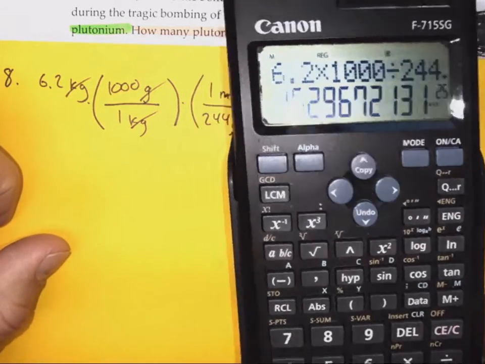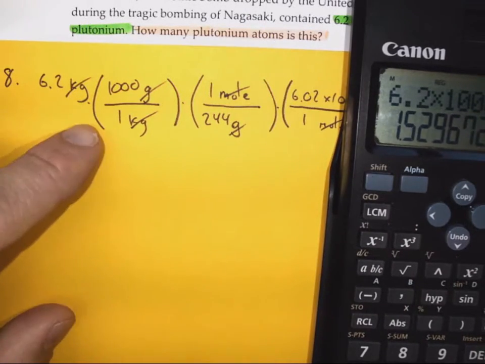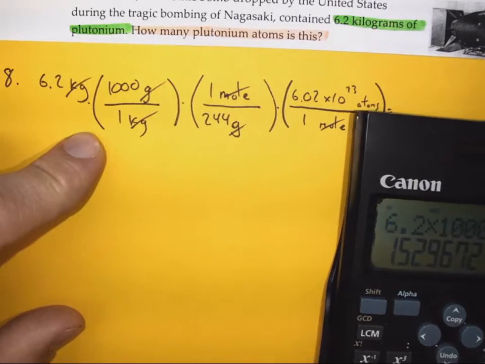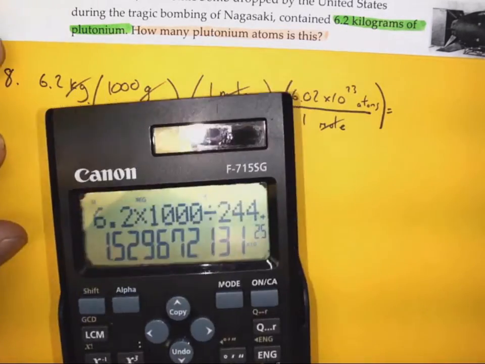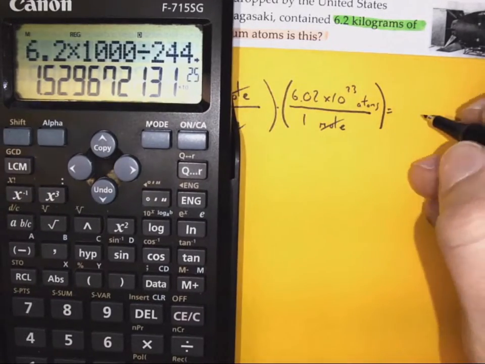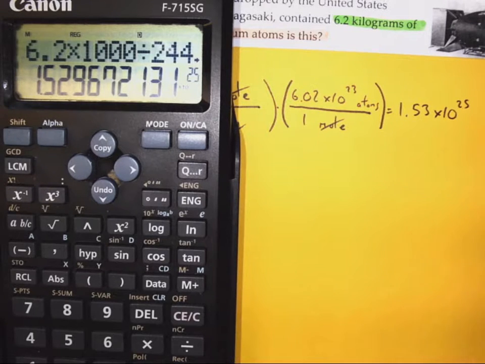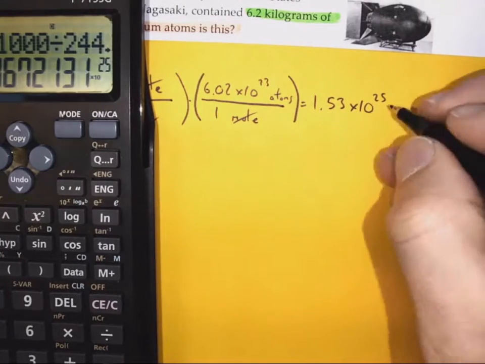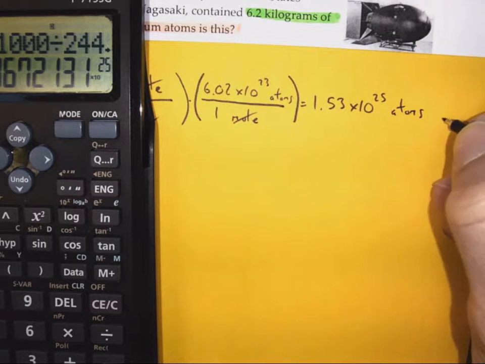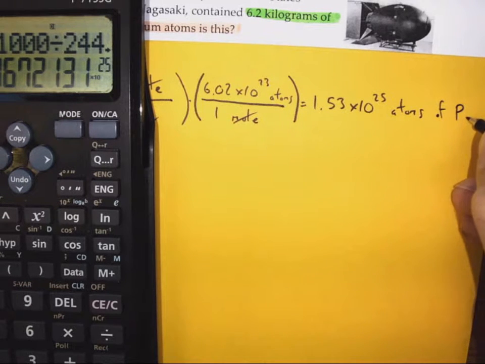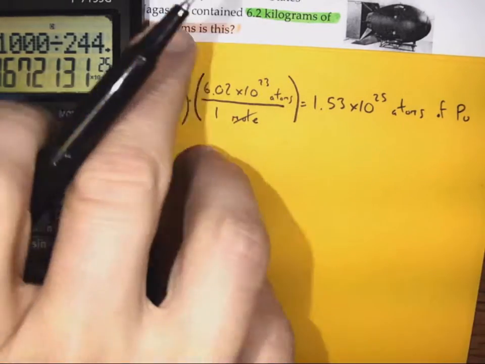And I get, well, how many sig figs? That gives me 3 sig figs from the molar mass of plutonium. And so it's 1.53 times 10 to the 25 atoms of plutonium. I think Pu is the atomic symbol.